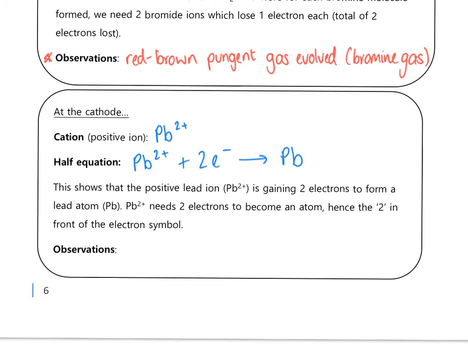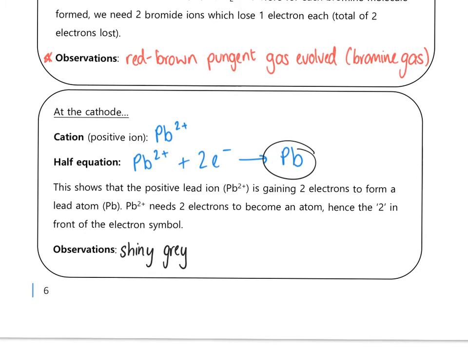Again, I need to know my observations. And again, I need to just think, what am I producing? Well, my product is lead. What's lead going to look like? Well, it's a metal, and how we tend to describe metals is that they're shiny grey. Remember, we don't call it silver because silver is a metal in itself.